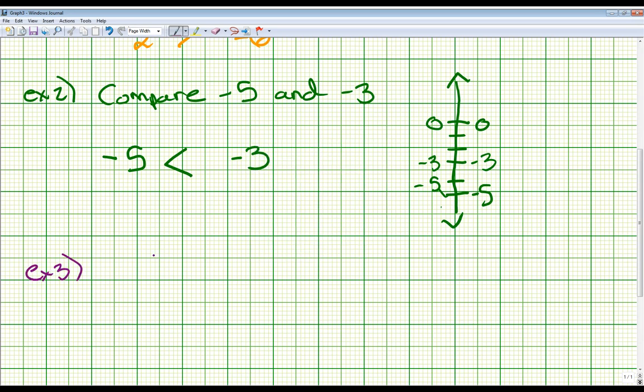Okay, this one says ordering integers. They want us to order some integers, and they say from least to greatest. So here are our directions. We have -4, 3, 0, -1, -2. And the biggest thing on these kind is make sure you know if they want it least to greatest or greatest to least. They want least to greatest.